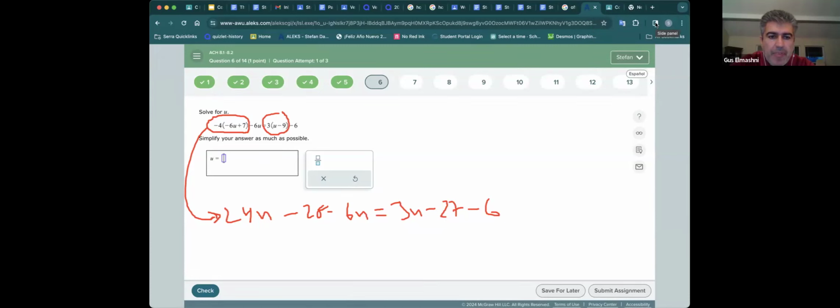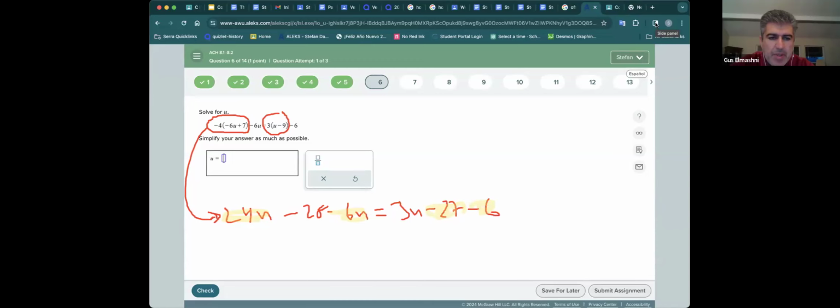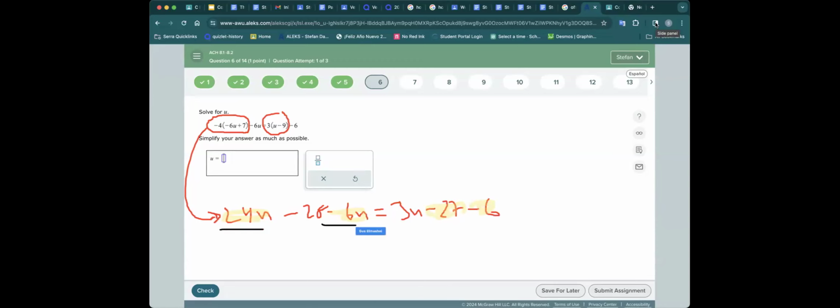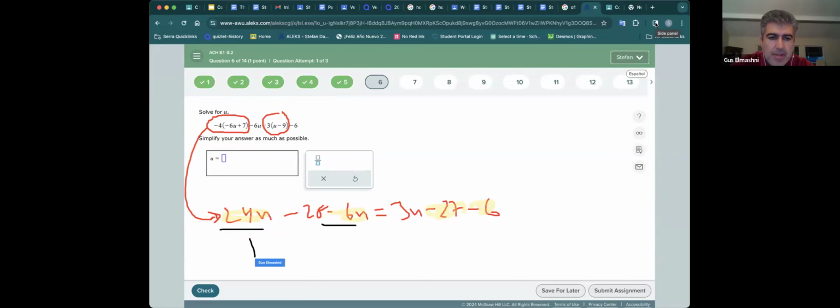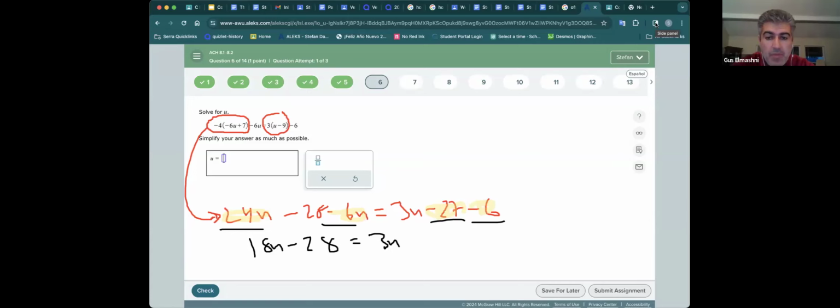Now you have 24u. Let me get a highlighter here. That'll help you see what's happening. So you have 24u and negative 6u, negative 27 and negative 6. So those are like terms, right? So what's 24u minus 6u? 18, yeah. Good. Excellent. And minus 28 equals 3u. And then what's negative 27 and negative 6? Negative 33. Oh, negative 3.